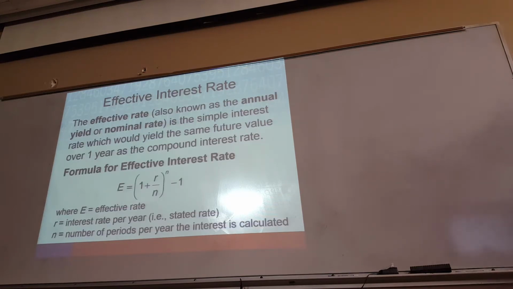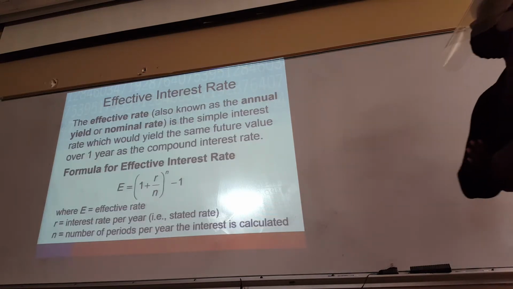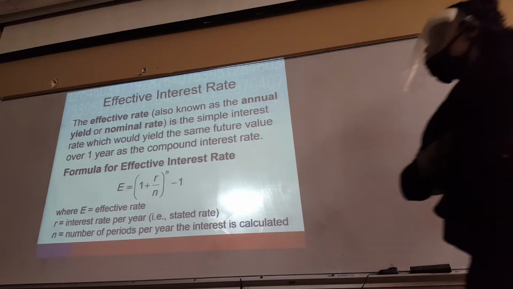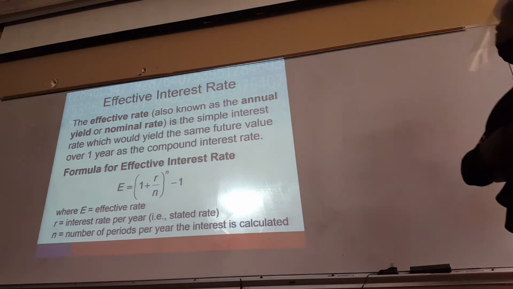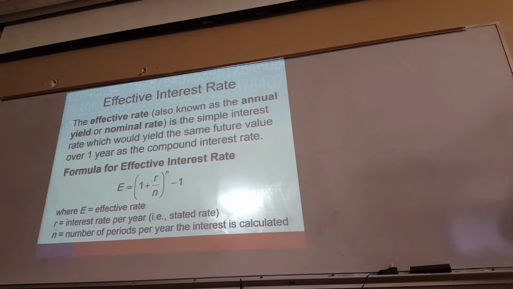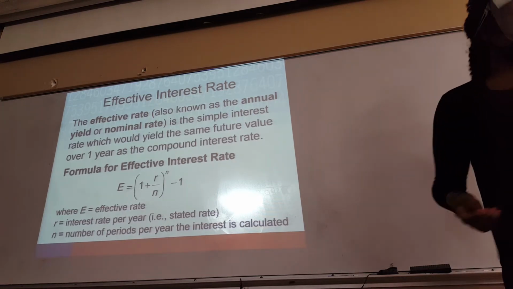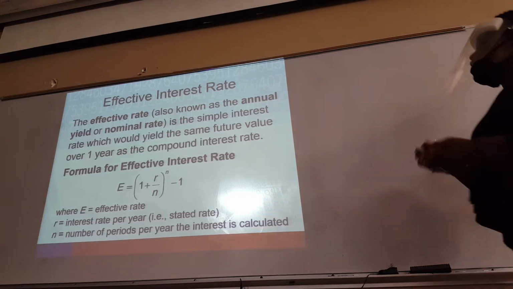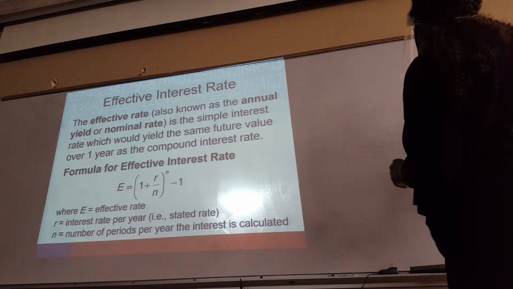Okay, so the effective interest rate. The effective rate, also known as the annual yield or the normal rate, is the simple interest rate which would yield the same future value over 1 year as the compound interest. So here below we have an equation for effective interest rate: E equals 1, open parentheses, 1 plus r over n, raised to the n power, minus 1.